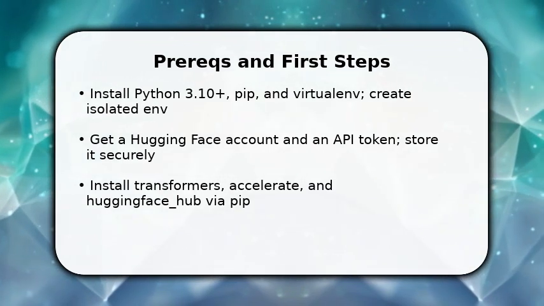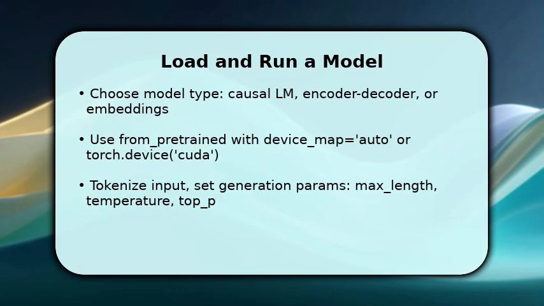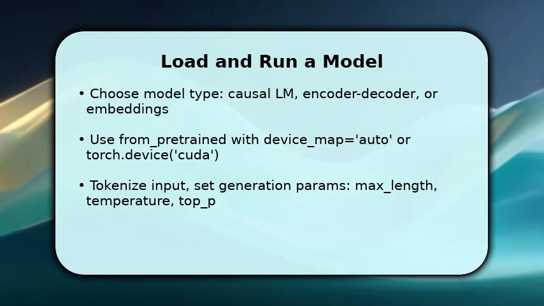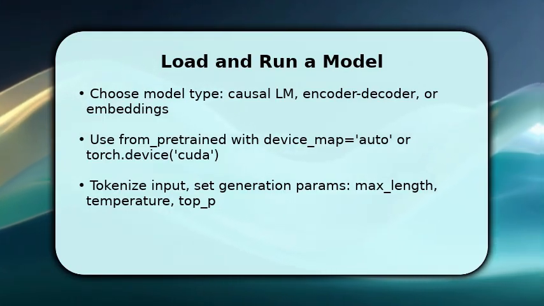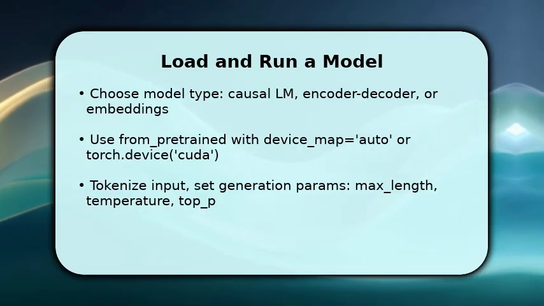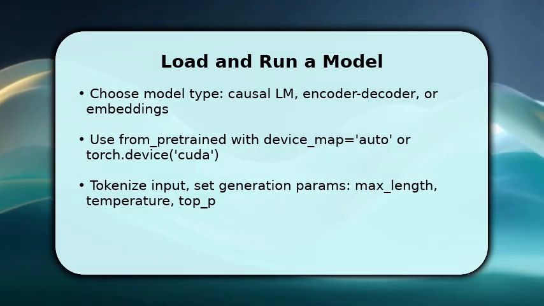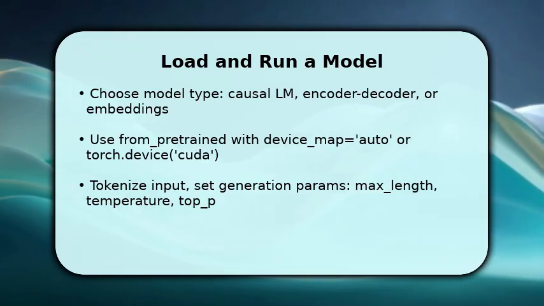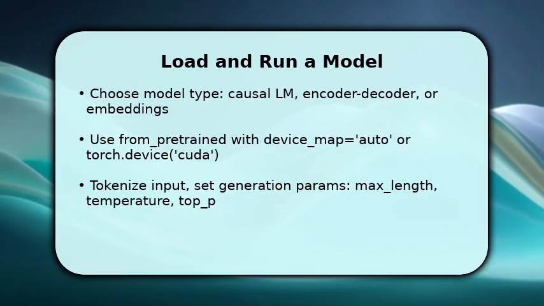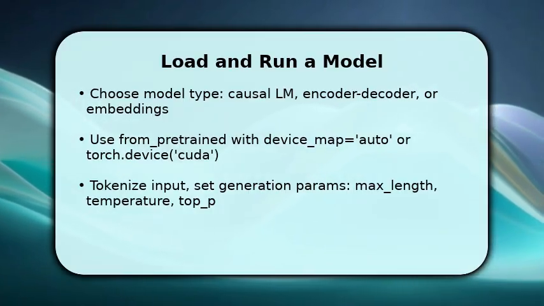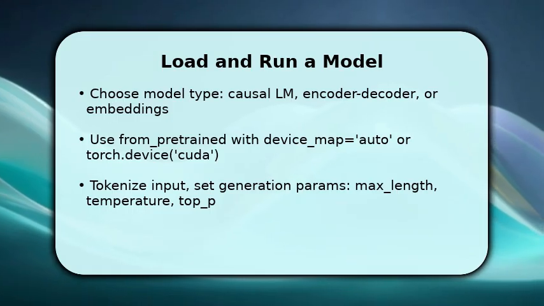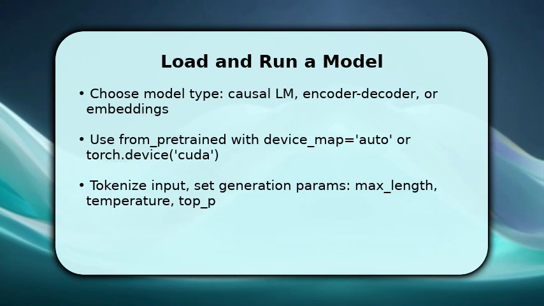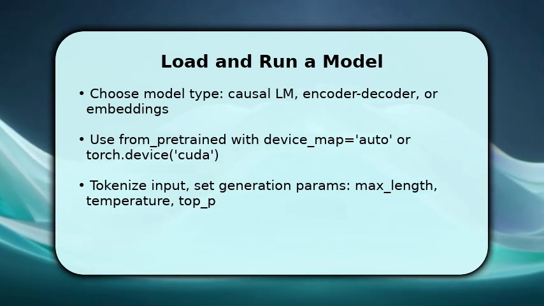You now load and run a model with practical options in mind. Call AutoTokenizer.from_pretrained and AutoModelForCausalLM.from_pretrained with device_map equals auto, or explicitly move the model to CUDA to optimize speed. Tokenize your prompt with return_tensors equals pt and attention mask. For text generation, set max_length, temperature, top_p, and do_sample according to desired creativity. If memory spikes, use 8-bit loading or accelerate launch. Make sure to stream outputs for long responses to keep the UI responsive.